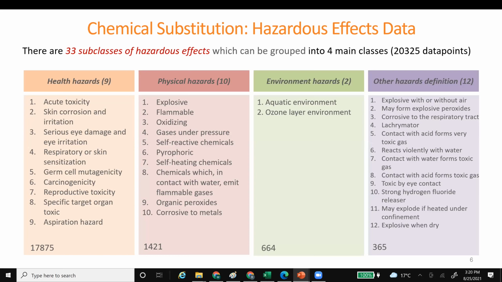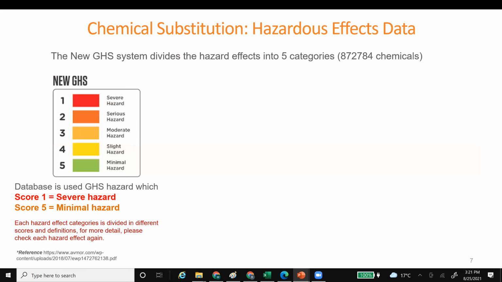So what we say is that there is a database with about 20,000 chemicals for which we have data. Most of these data are actually qualitative, not quantitative. We do not know exactly what is the amount that will cause the problem. We know that it will cause a problem. So it's qualitative data. Also, hazardous effect data in terms of scoring system and categories.